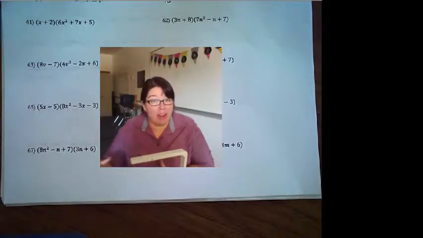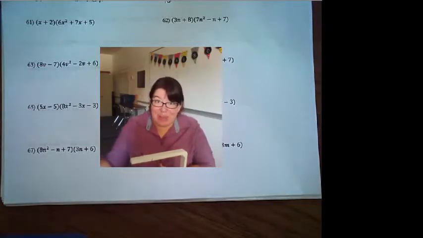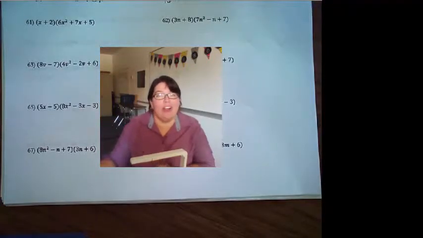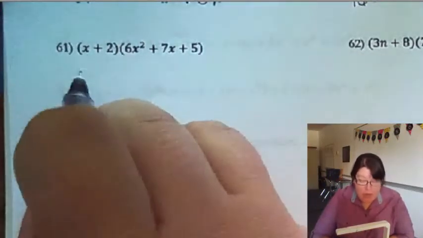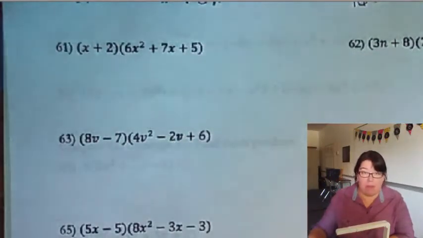So we're multiplying binomials with trinomials. Let's take a look at a couple more examples just to help you feel more secure and more ready to tackle this on your own. All right, so taking a look at 61, again, I'm going to use the distribution method. So I'm going to distribute both of these terms to all three of these terms.